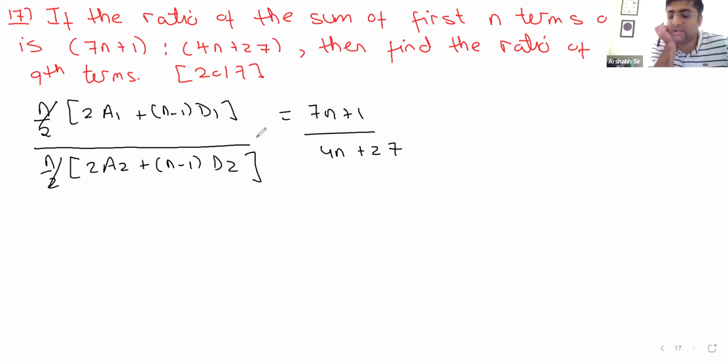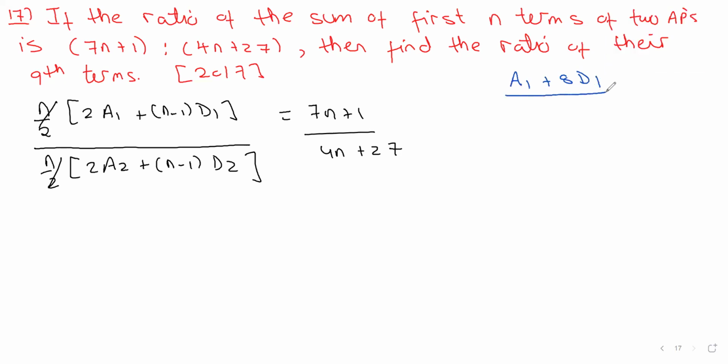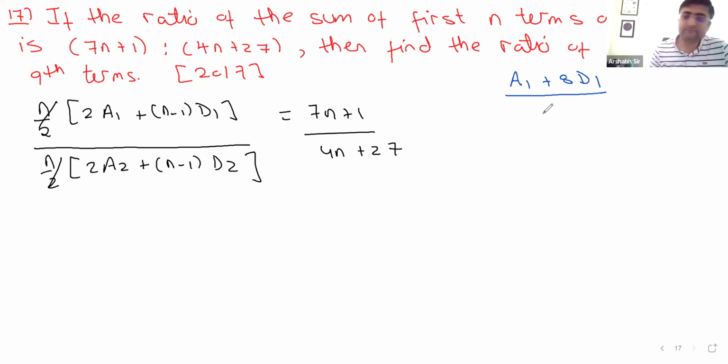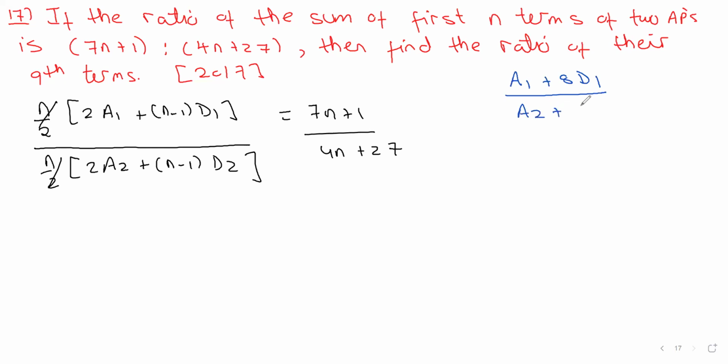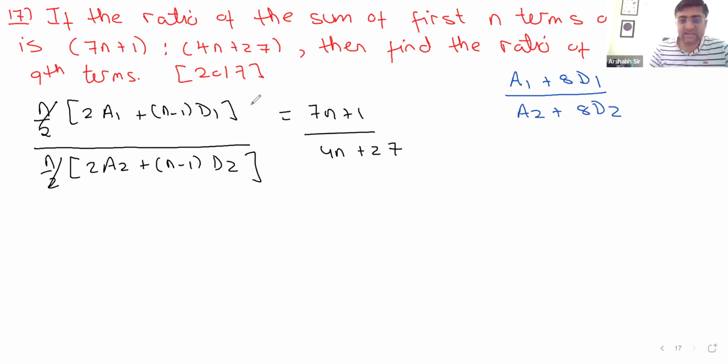अब मेरे पास ये पर्टिकुलर इक्वेशन है. अब यहां से मुझे निकालना क्या है? I have to find the ratio of the ninth terms. तो नाइन्थ टर्म ऑफ द फर्स्ट एपी क्या होगा? A1 plus 8D1. Do you agree? Yes, sir. तो सेकंड एपी का नाइन्थ टर्म क्या होगा? A2 plus 8D2. एक्सेलेंट. अब मेरे पास ये इक्वेशन है और मुझे ये निकालना है.